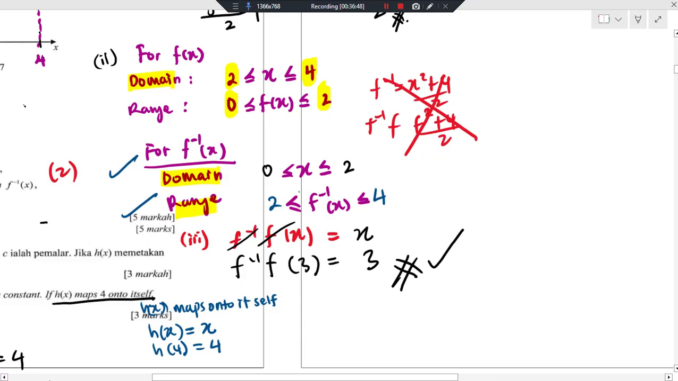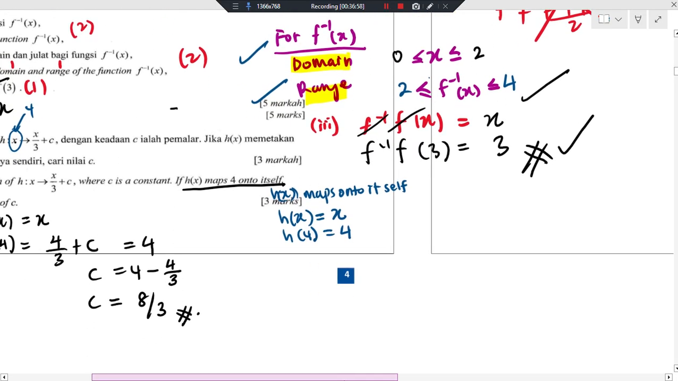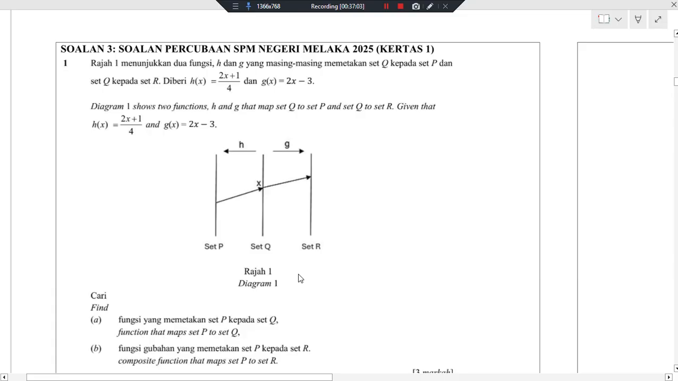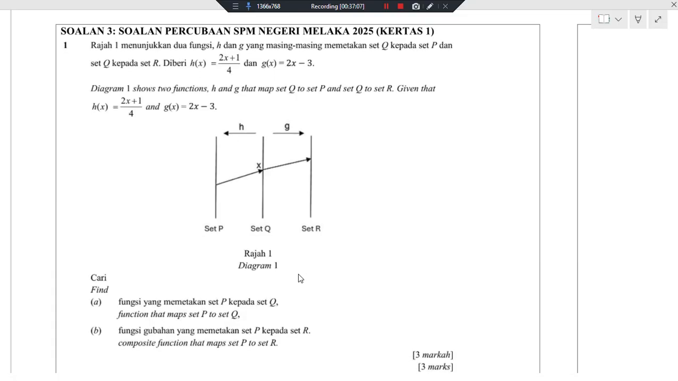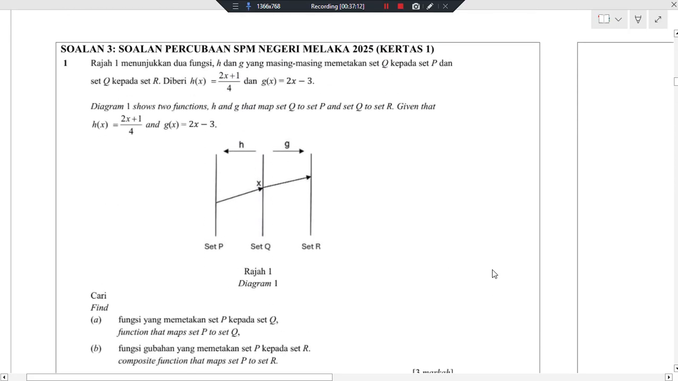Okay, this question one usually has fewer marks. Only 3 marks. See? Melaka question, let's do it. See, it's very interesting to do the A.Maths. Okay, diagram 1 shows two functions h and g. Okay, h and g that map set Q to set P. Q to P, and then Q to R is g. Given that hx is like this, gx like this. Okay. Do you all understand?